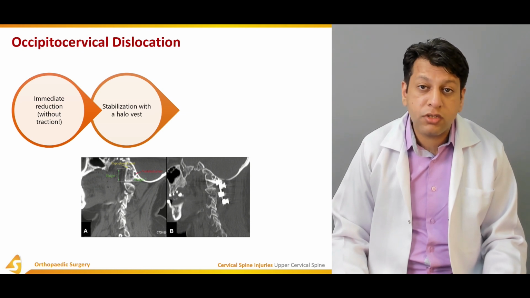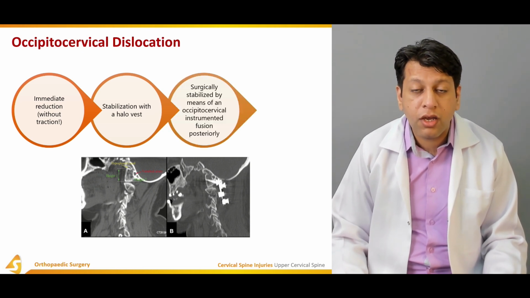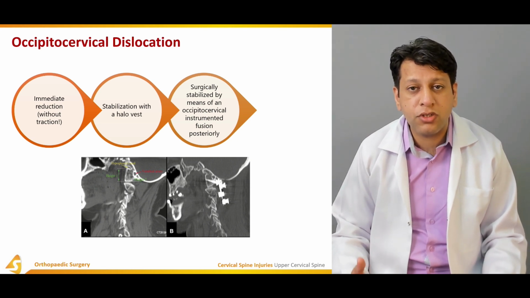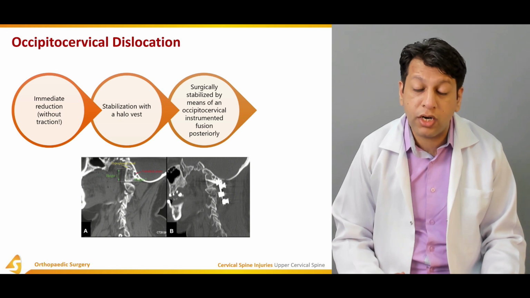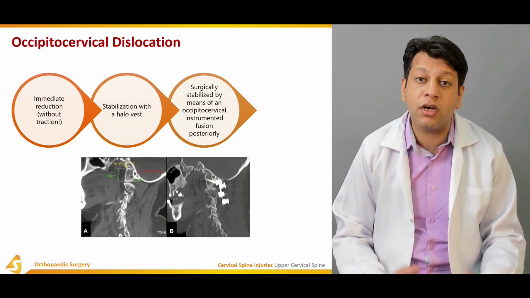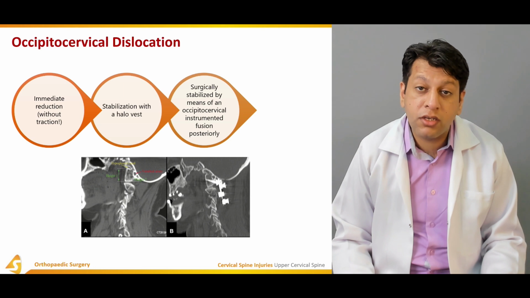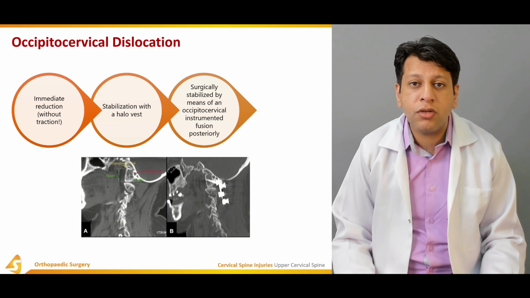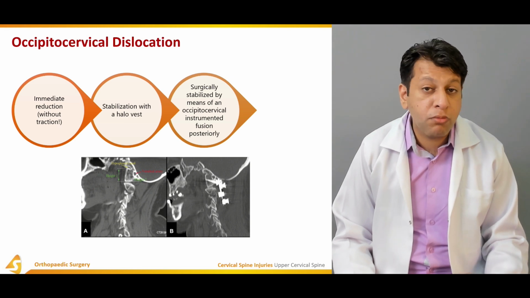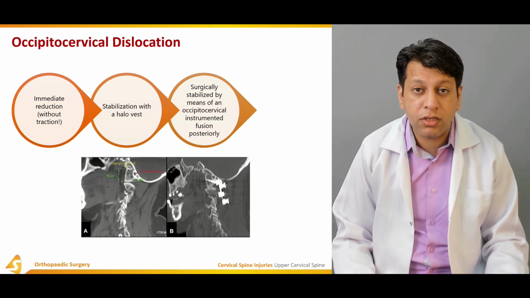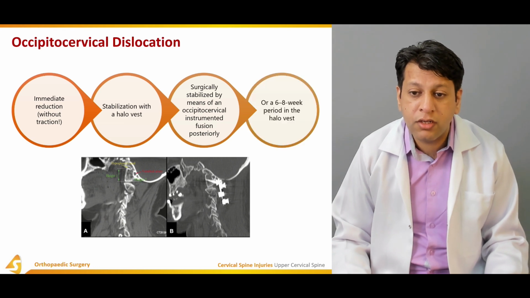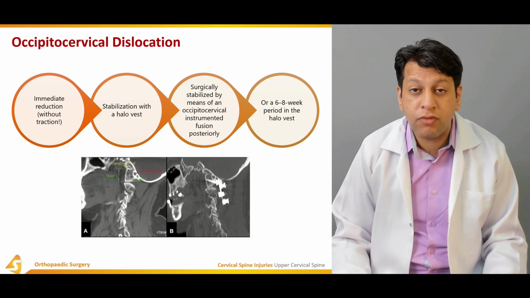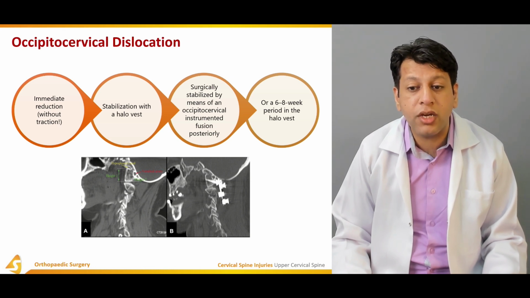Then comes stabilization with a halo vest, and if you see that the halo vest stabilization is adequate, well and good. If it's not adequate, or if the fracture is still unstable, then you may need surgical stabilization by occipitocervical fusion. Fusion is necessary, otherwise there could be recurrent dislocation or subluxation of the occipitocervical area. And if the fracture becomes stable with the halo vest, then we can apply that halo vest for at least 6 to 8 weeks.